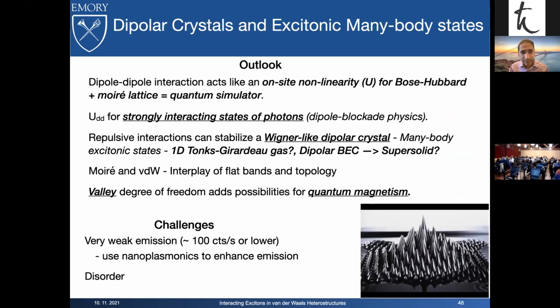Okay, so what we want to do with this is use this interaction and nonlinearity for Bose-Hubbard kind of physics, and also create interacting phases of photons using dipole blockade. You can think of a Wigner-like dipole crystal, or if these condense, you can think of a supersolid, and so on. And you can add spin valley to the mix and get quantum magnetism.